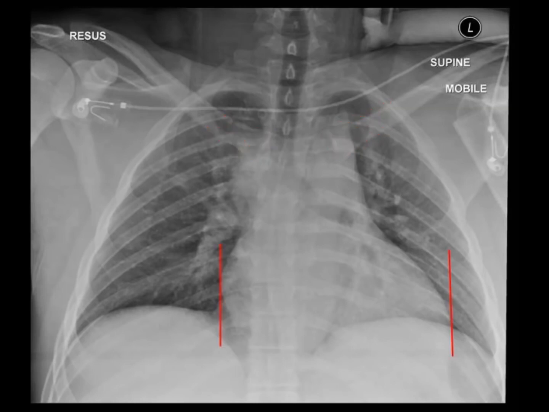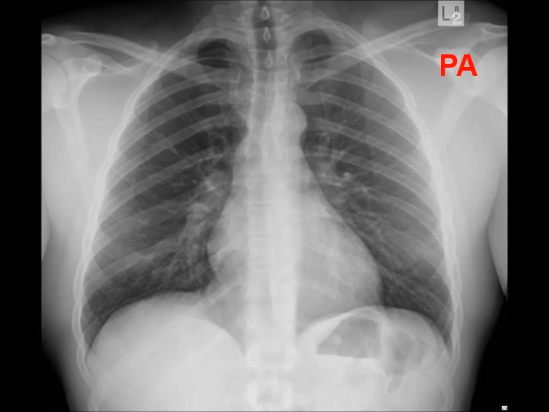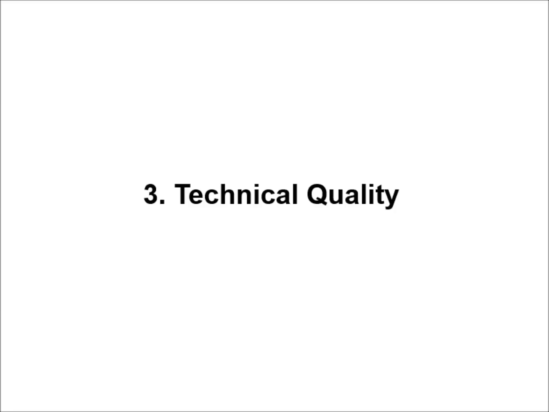Secondly, you want to know the position of the patient. Are they upright or lying? Again, hopefully this information is available. If not, in an upright patient you might see a fluid level in the stomach. 3. Check if the film is technically adequate.